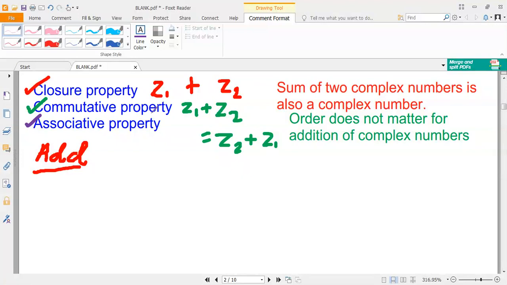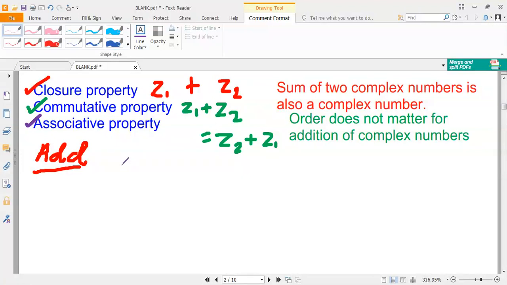Similarly, in commutative property, you are using two complex numbers to explain the concept. You're using Z1 and Z2. And you're saying that by commutative property, Z1 plus Z2 is equal to Z2 plus Z1. So for both closure property and commutative property, you actually need just two complex numbers. The thing about associative property is that here you need three complex numbers.